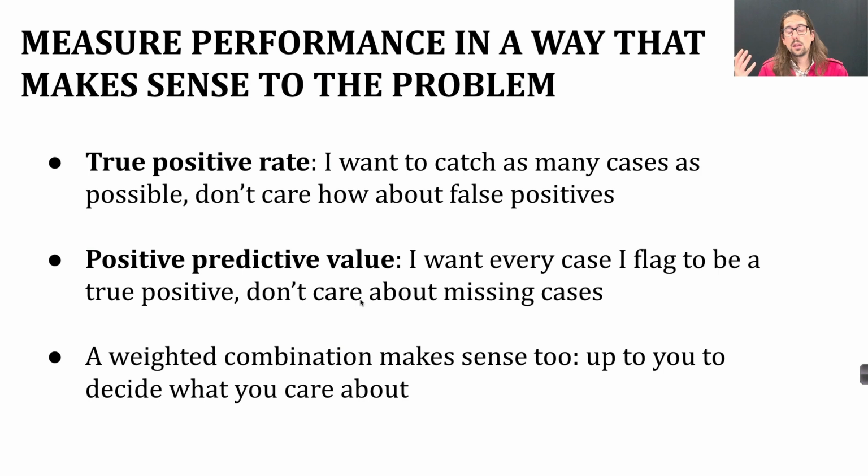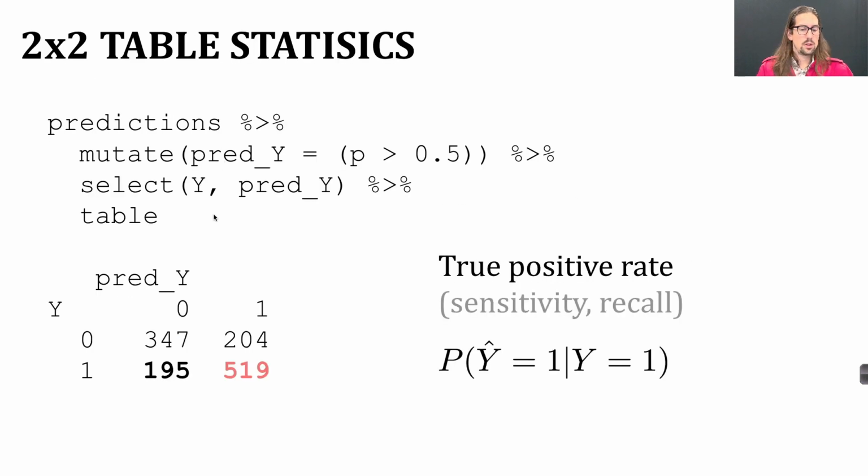So the thing to know is that you should be measuring your model's performance in a way that makes sense to your problem, right? None of these metrics is right or wrong. They're just measuring different aspects of the predictive capability of the model. So, for example, for true positive rate, this one here, right? You're measuring how many out of all the people who did have the outcome, how many of them did I catch?